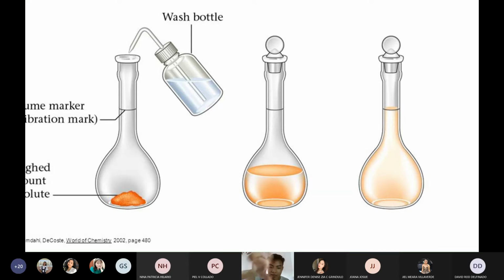Actually, pwede mo siya bali-baliktarin, no? O, kunwari, ito yung volumetric flask, no? Pwede mo siya baliktarin. Just make sure na walang magi-spill na liquid. Okay? So, ganun lang. Kaya nga may takip yun sa taas. Kasi pwede mo siyang baliktarin in order to dissolve as much crystals as possible.